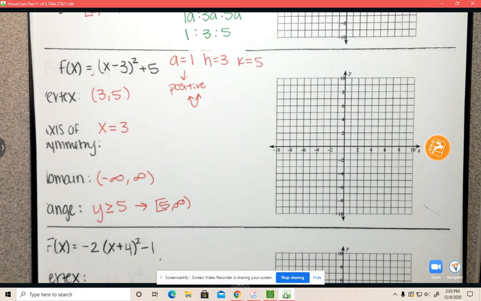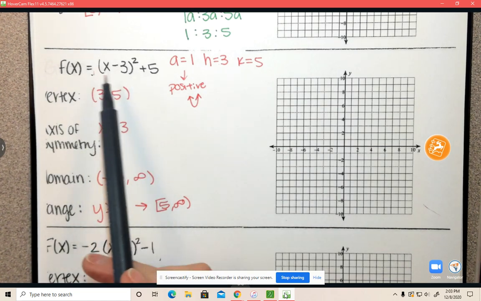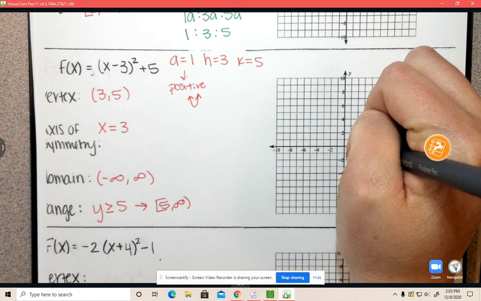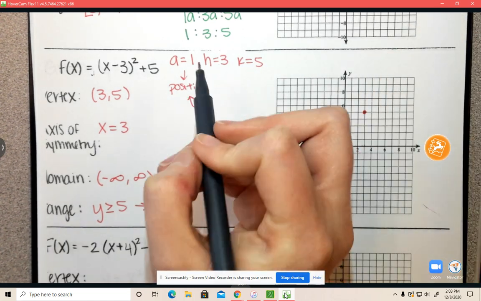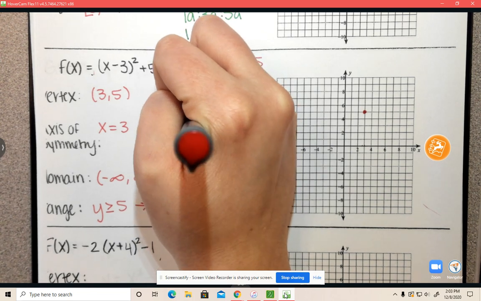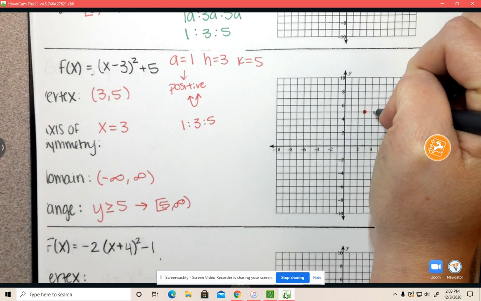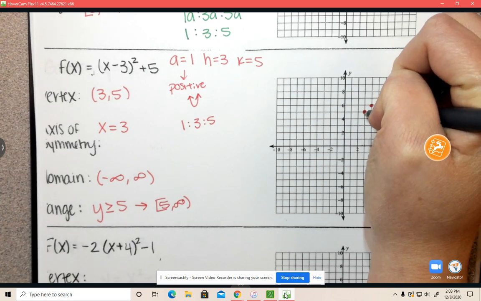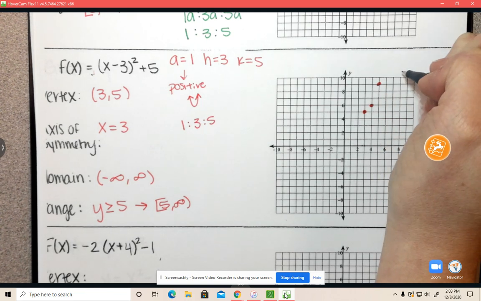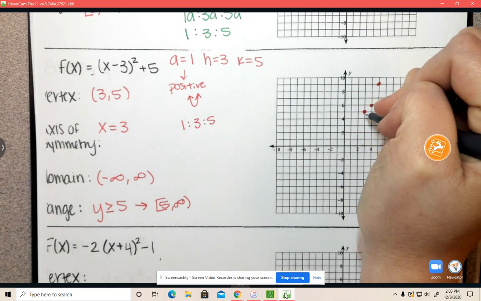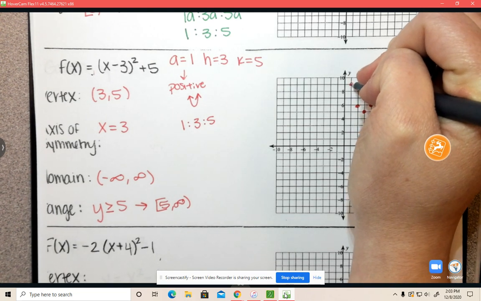Now let me show you how we're going to graph this, and we're going to use that 1, 3, 5 method. Our vertex is 3, 5. So I'm going to go to 3, 5 on our graph. Our A is 1. So 1 times 1 is 1, 3 times 1 is 3, and 5 times 1 is 5. So from here, I'm going to go over 1 up 1, over 1 up 3, and then I ran out of room. To do the other side, I'm just going to mirror. So here's one, and here's the other one.